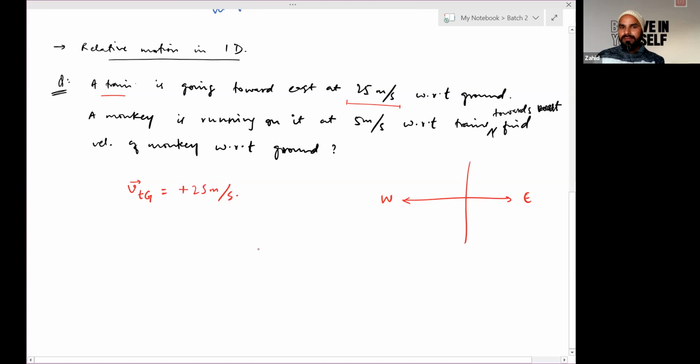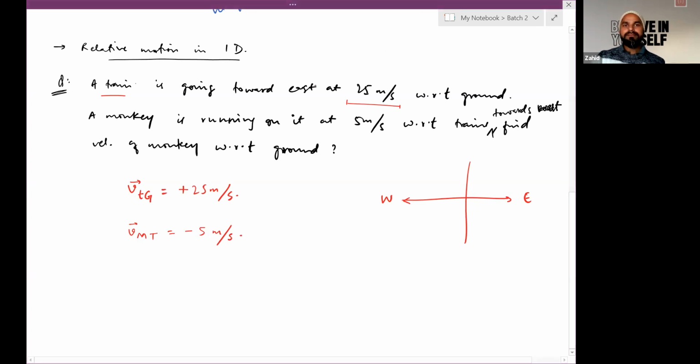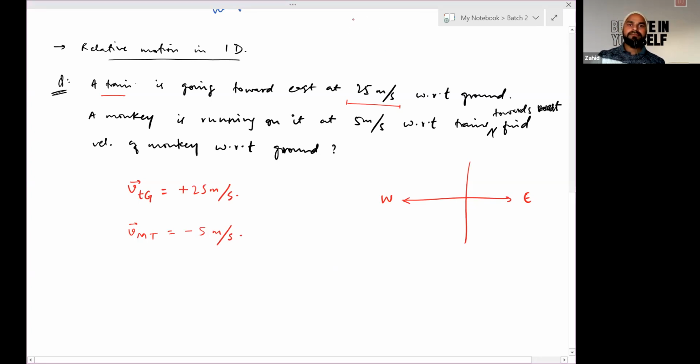Next, there is a monkey which is running towards west with respect to the train. So it will be the velocity of monkey with respect to train in the west direction, so it will be negative 5 meters per second. Is it clear? Yes, sir.